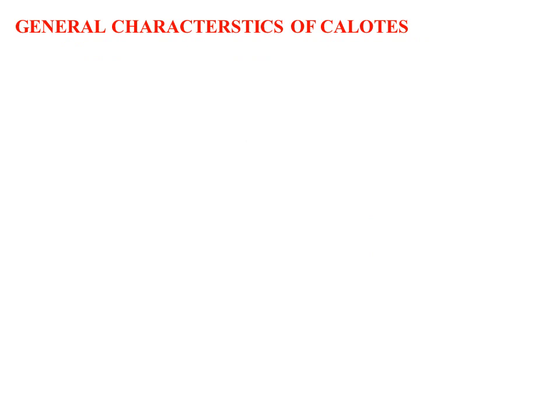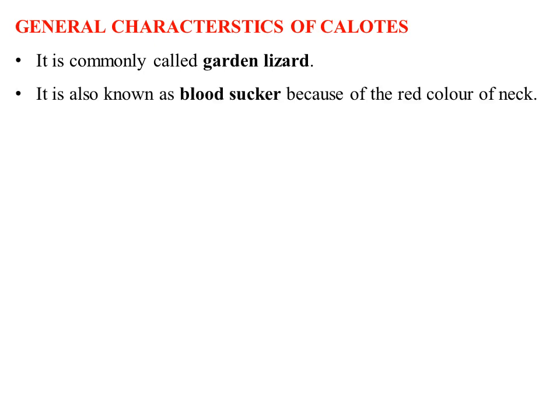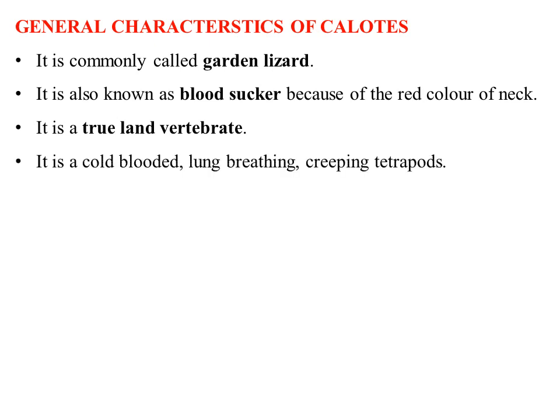Then coming to the general characteristics of Calotes, Calotes versicolor is commonly called the garden lizard. It is commonly found in gardens, hence it is called a garden lizard. It is also known as bloodsucker because of the red coloration of the neck, but it does not suck blood. The coloration of the neck gives the name bloodsucker, and it is a true land vertebrate.